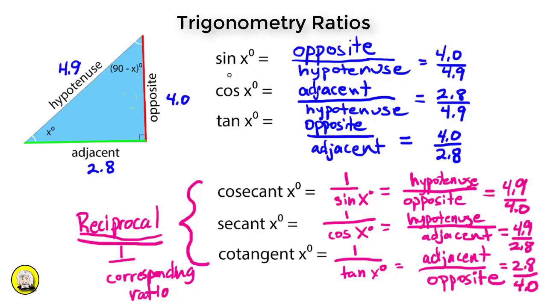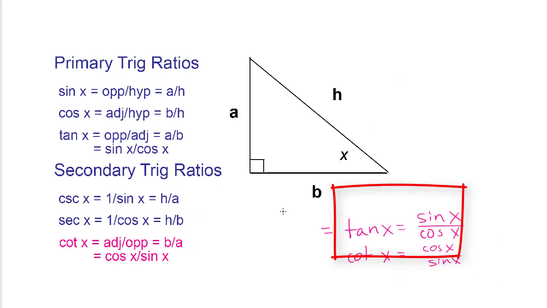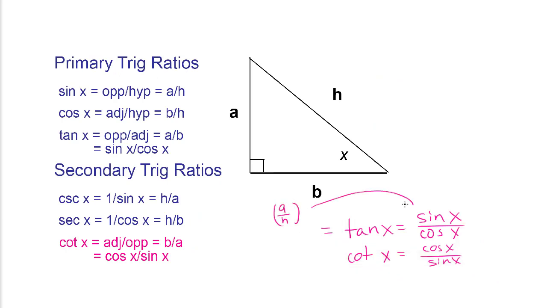You should be able to take given side lengths of any triangle and calculate all the primary and even the secondary ratios as shown. I might also add a couple points here that the tangent can also be expressed as the sine of x divided by the cosine of x. Likewise, the cotangent, the reciprocal, would be the cosine of x divided by the sine of x. On occasion, that can be a useful ratio to know.